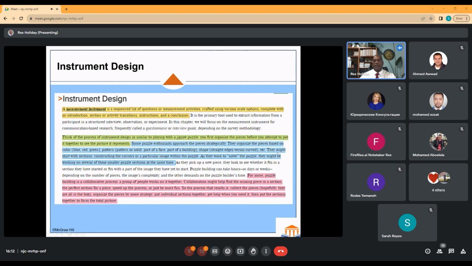If you've ever done jigsaw puzzles, you probably can get the visual that they're trying to give you here. They might start with sections, constructing the corners or a particular image within the puzzle. As they work to solve the puzzle, they might be working on several of these smaller puzzle sections at the same time. Just get this image. This is how you're constructing your measurement instrument. Your instrument design, you're putting it together like you would do this puzzle.